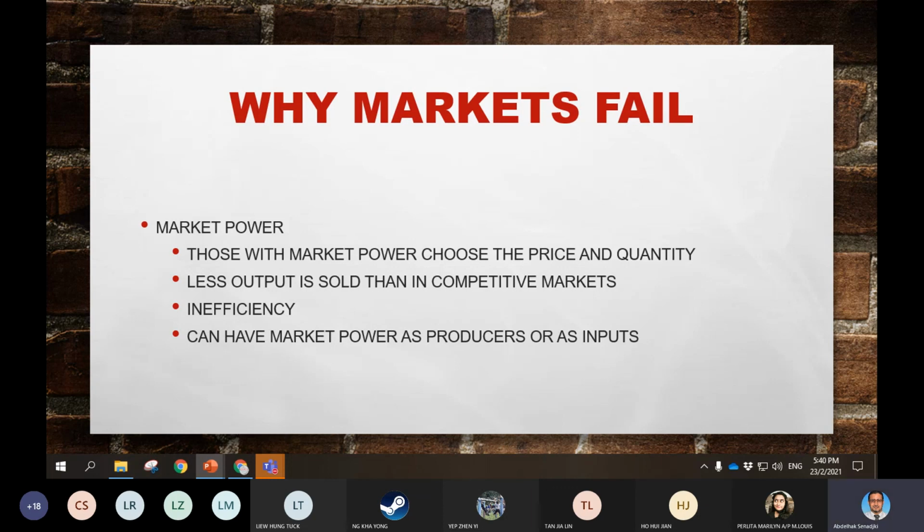And remember, in a competitive market, producers will produce to maximize their profit when the price of X, for example, equals the marginal cost of X. But in a monopoly, no. Always the price of X is greater than the marginal cost of X. So we will not have efficiency where MRT equals the marginal cost of F divided by the marginal cost of C. So those with market power choose the price and quantity, less output is sold than in a competitive market, and then we will have inefficiency. One can have market power as a producer or as an input buyer.